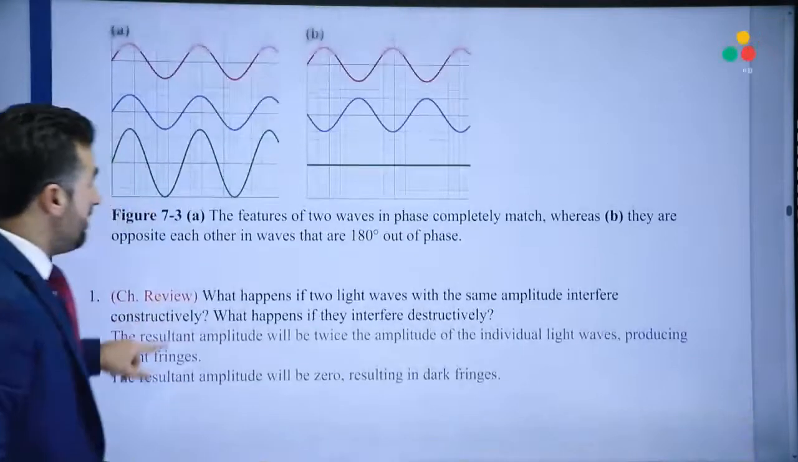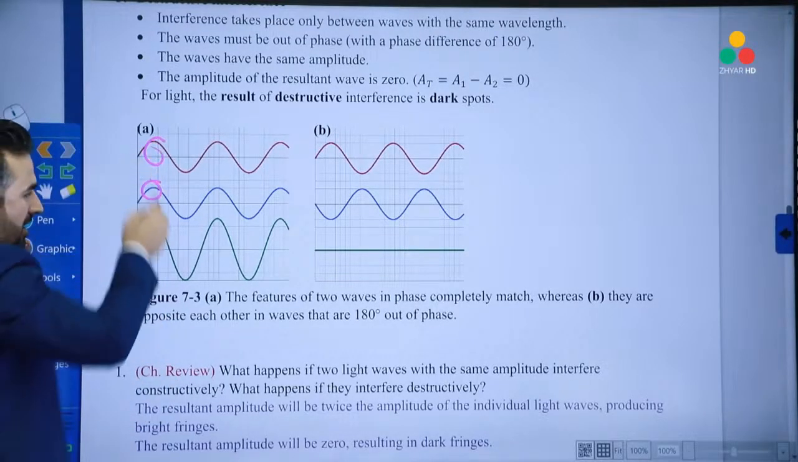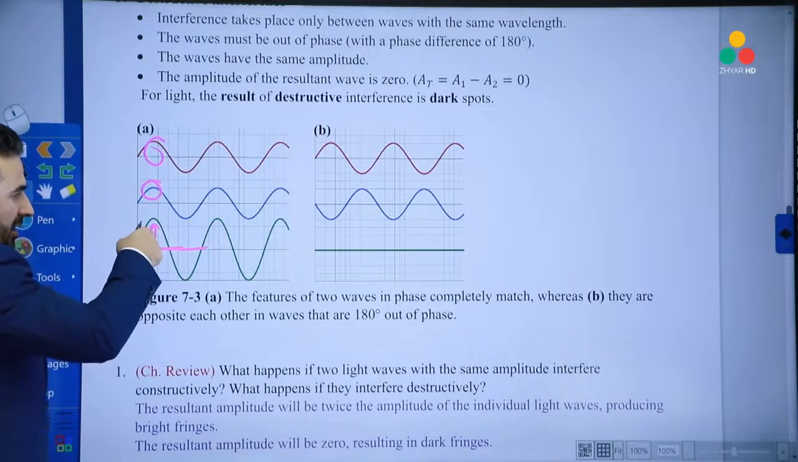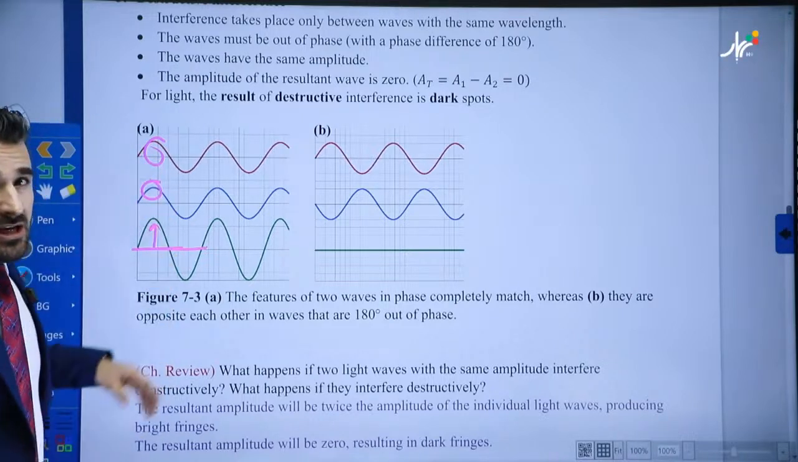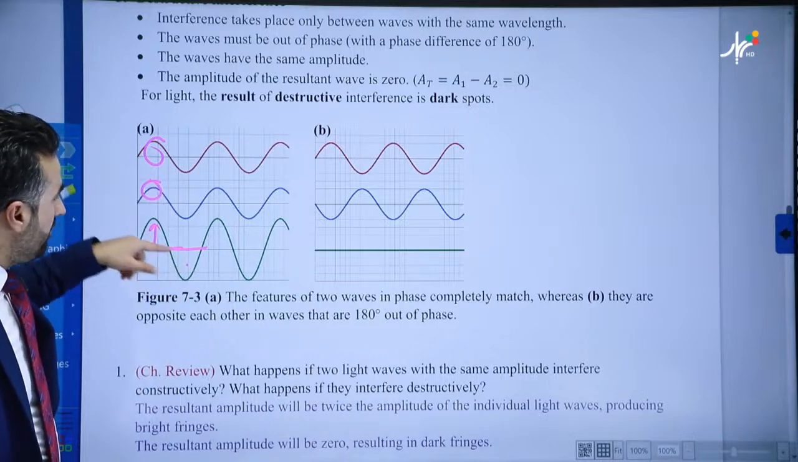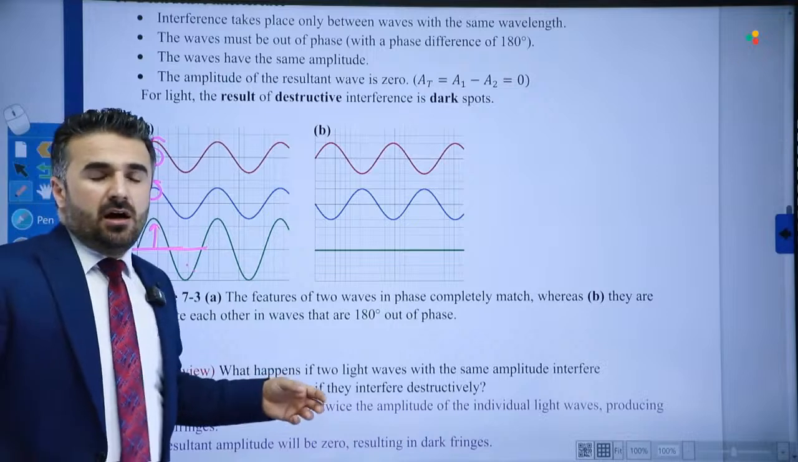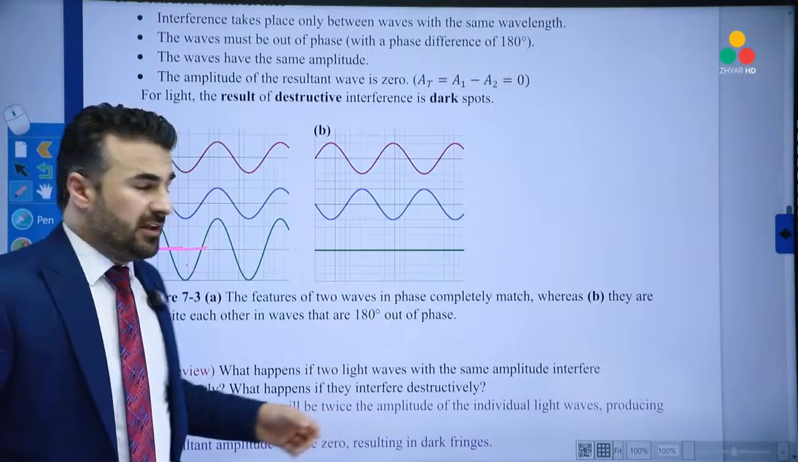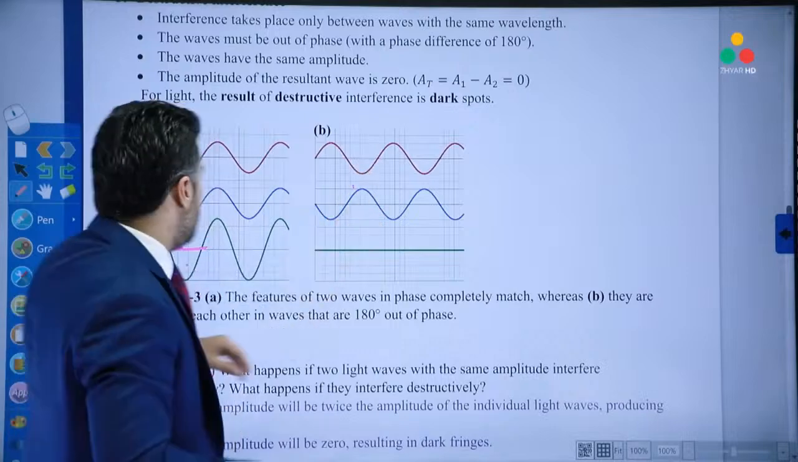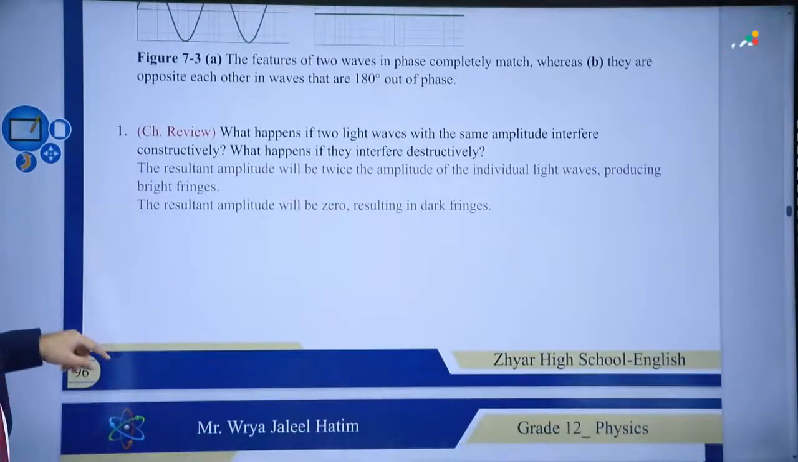We said if they interfere constructively, that means their amplitudes will add up. So as a result, this is what we get. This amplitude here is bigger than the individual amplitudes of these two waves, and the same thing for the trough. It doesn't matter if you take up or down, that is the same. What if they interfere destructively? These two have to be out of phase, so they totally cancel one another out, and the resulting amplitude is 0.